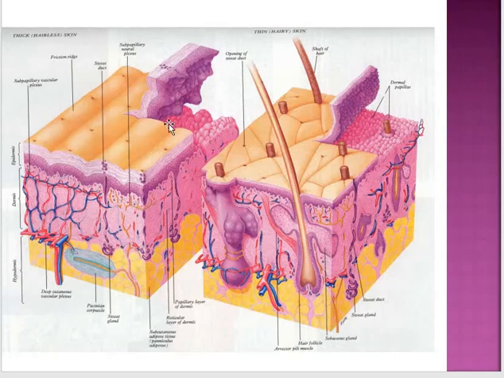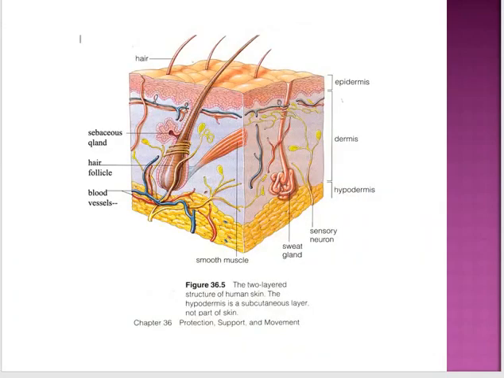Epidermis is the outer layer of the skin. It is avascular and receives its nutrients via diffusion from the capillary network of the dermis. And here we are looking at the non-hairy skin, which covers the soles and palms, and here we are looking at the hairy skin, which covers most of the rest of the body. And now let's look at this illustration here.